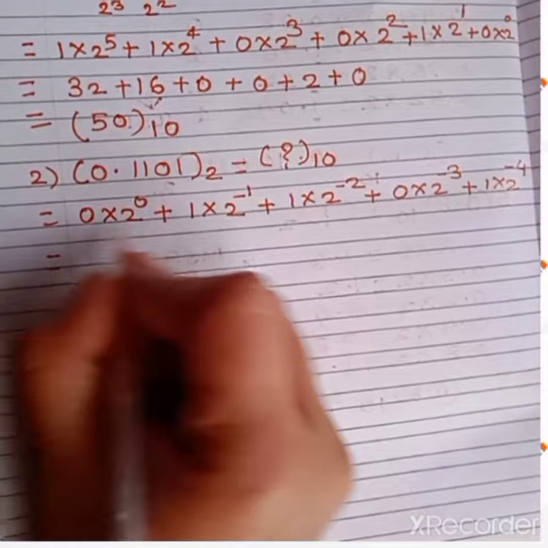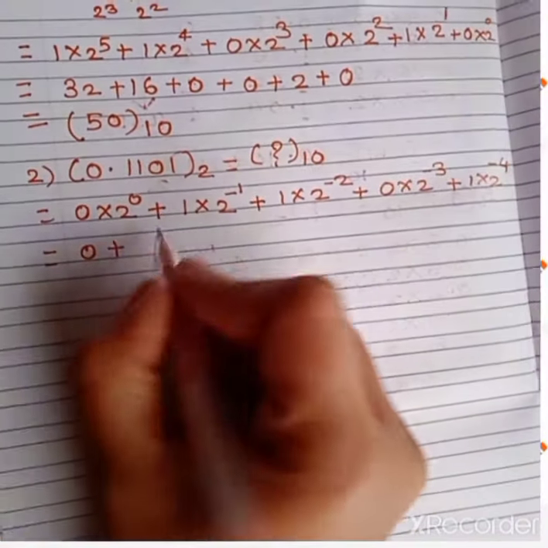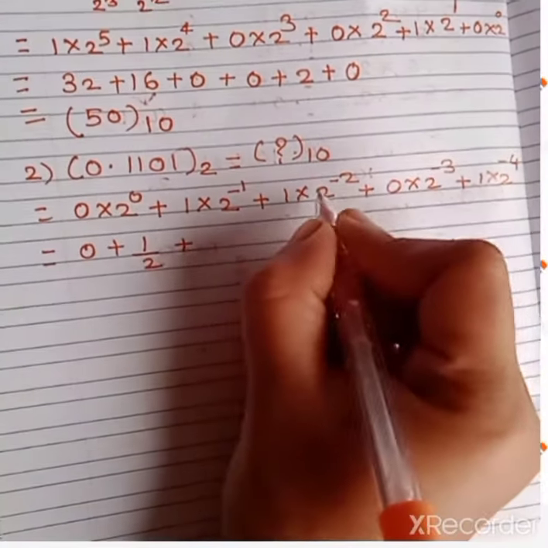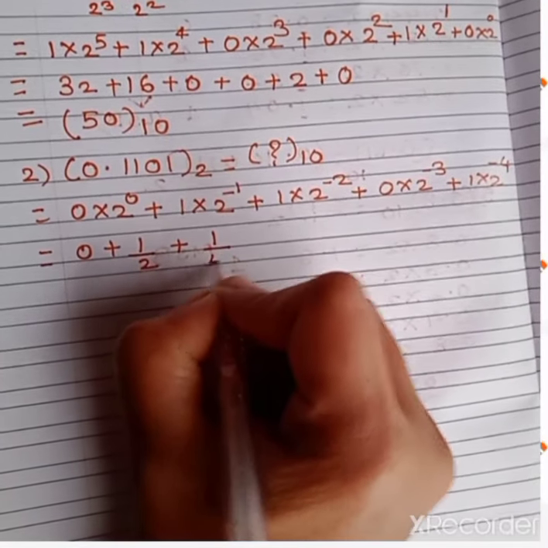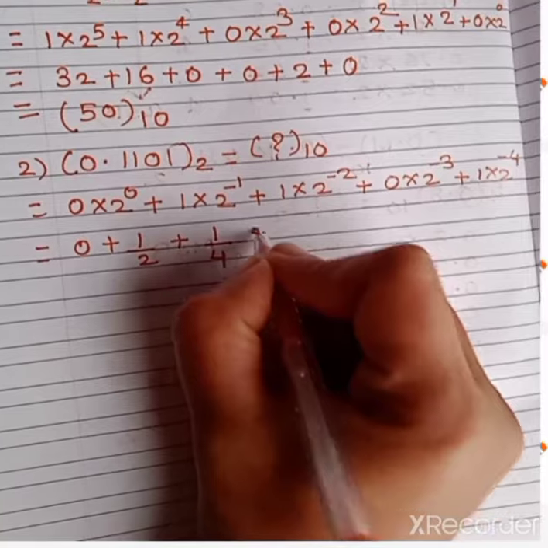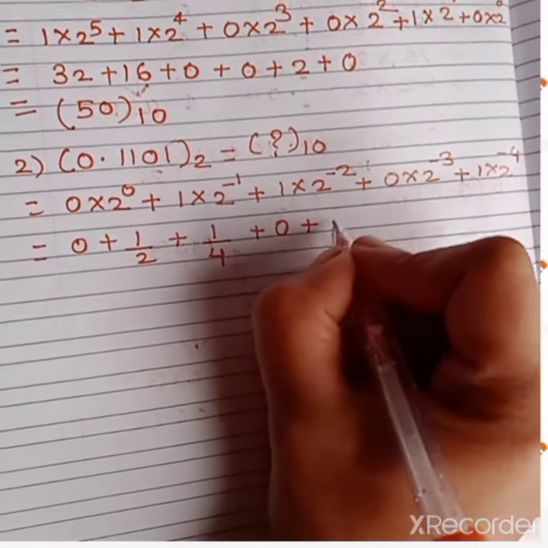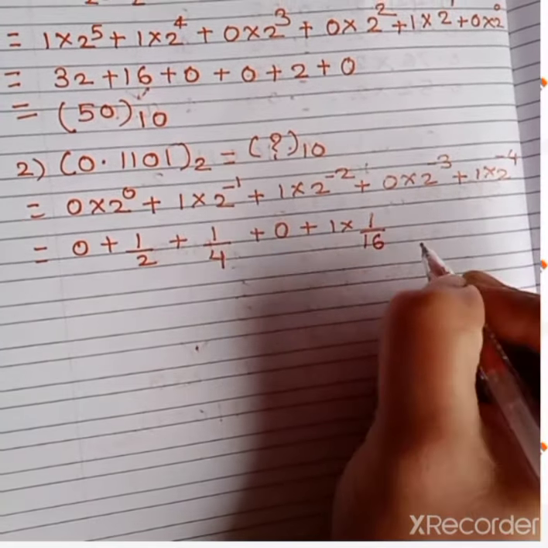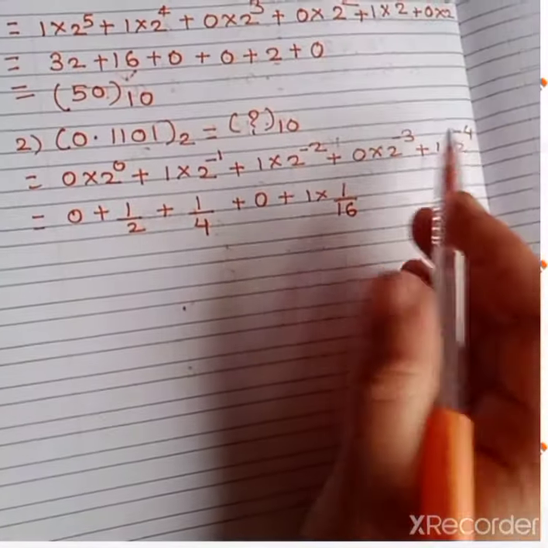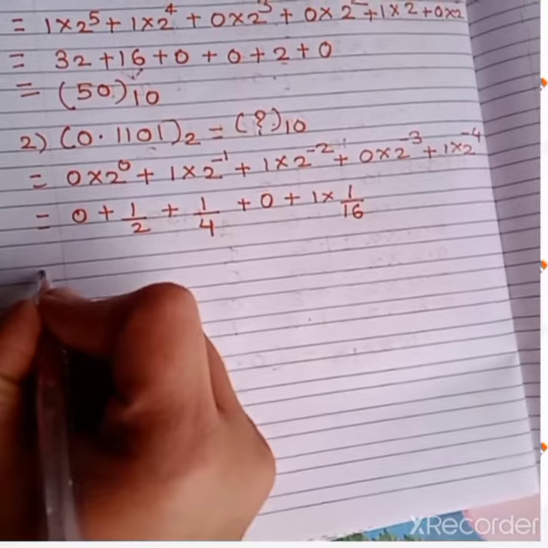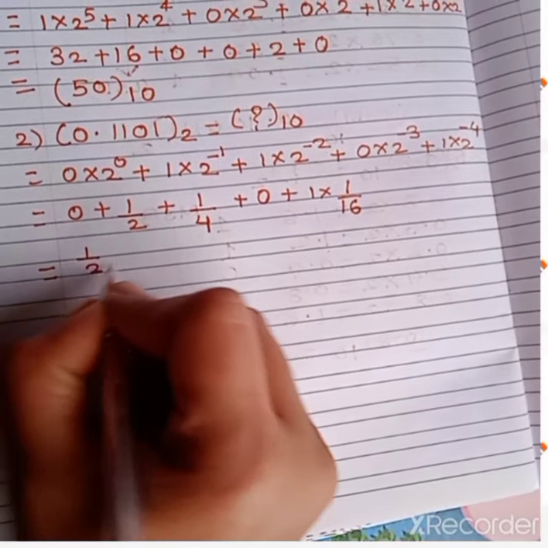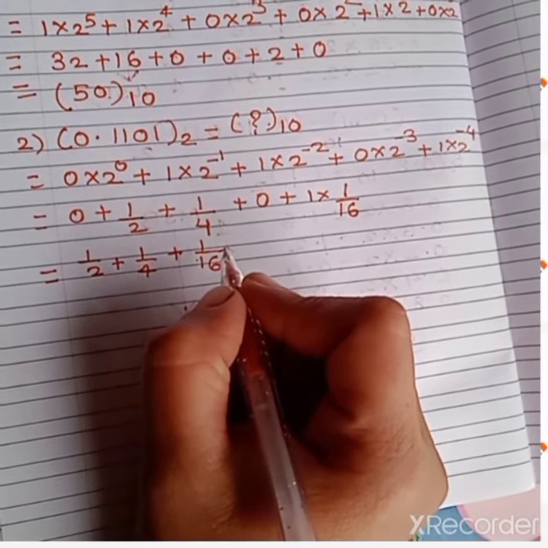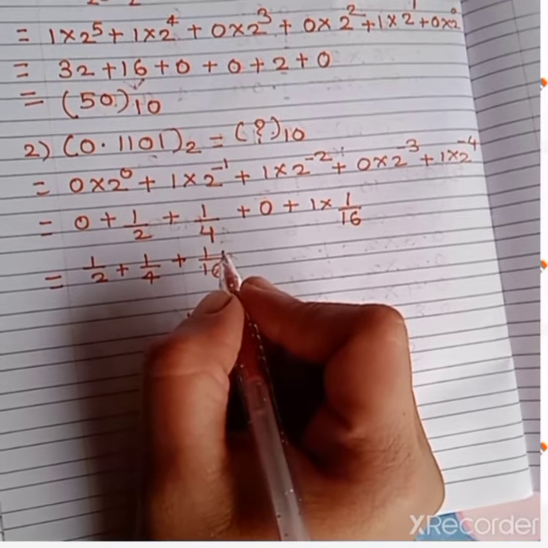So here 0 will come, 0 plus 1 into 2 raised to minus 1 means 1 by 2, plus 1 into 2 raised to minus 2 means 1 by 4, plus 0 plus 1 into 2 raised to minus 4 means 1 by 16. You can also take it directly with the calculator. So 1 by 2 plus 1 by 4 plus 1 by 16.